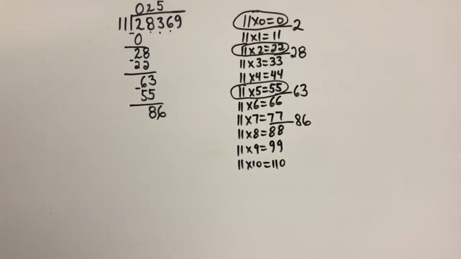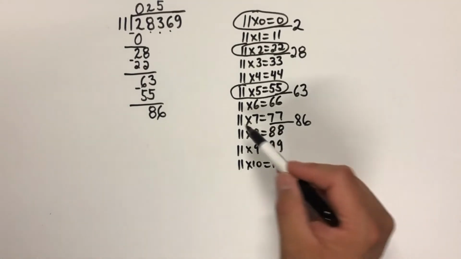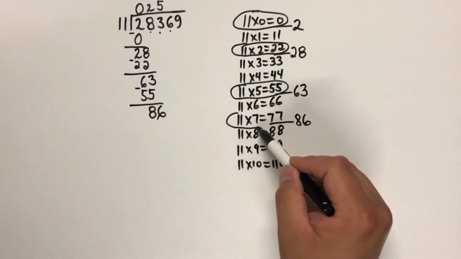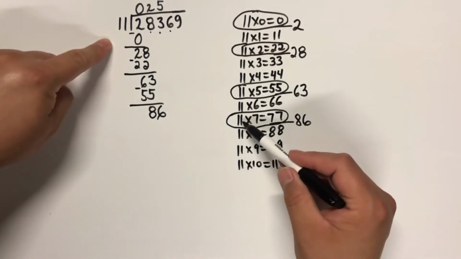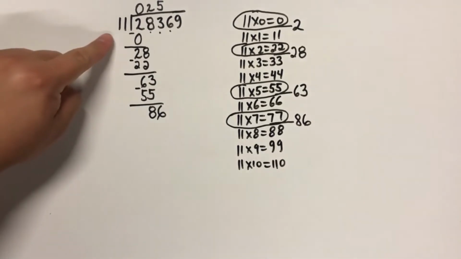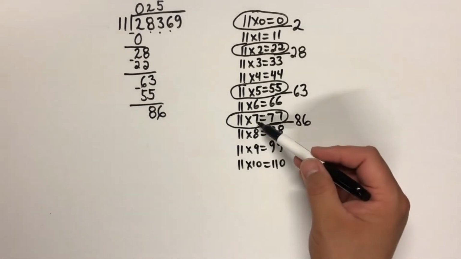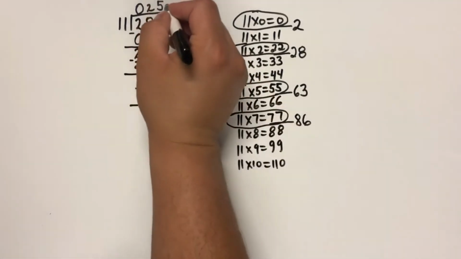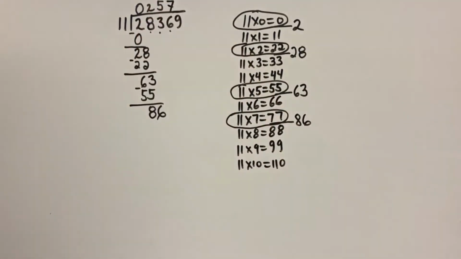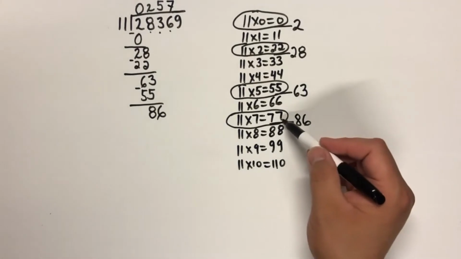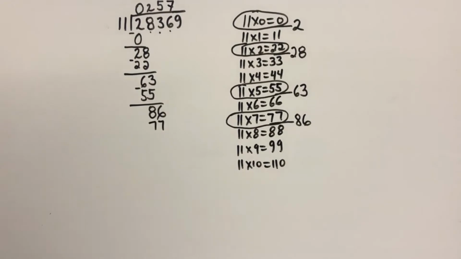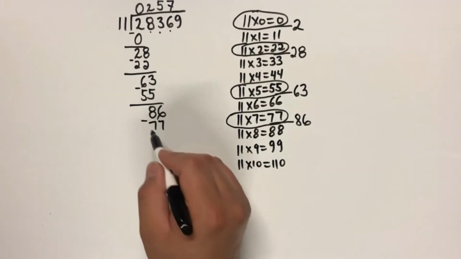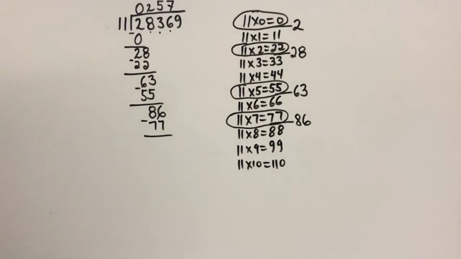And between those two numbers, the smallest one is 77. So I'm going to circle the expression 11 times 7 equals 77. Okay. I'm going to use those numbers over here. So this 11 right here is that 11 right there. And this number 7 goes on top of the number 6. There. And this 77 goes underneath the number 86. And then I perform a subtraction of those two numbers. 86 minus 77 is 9.